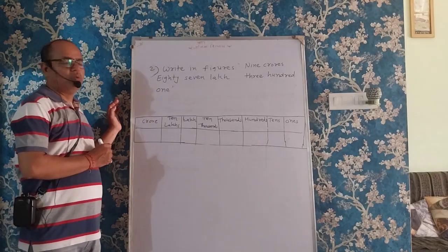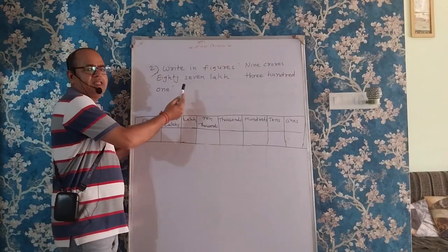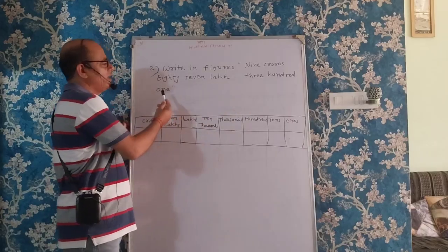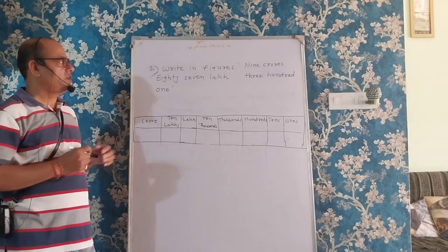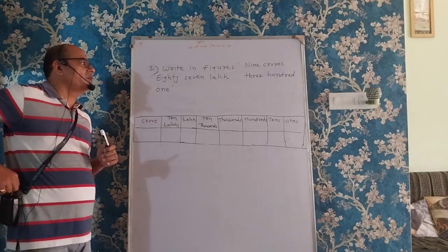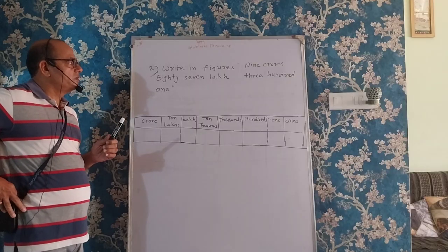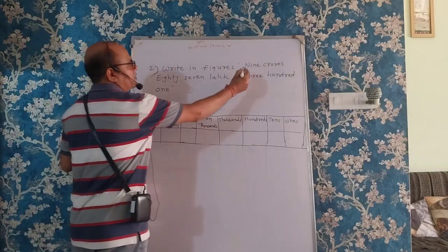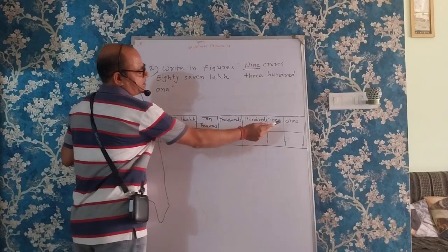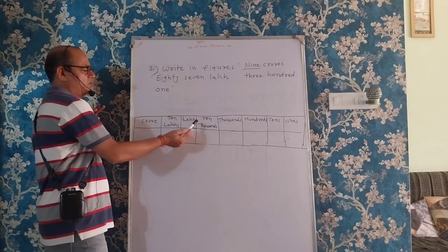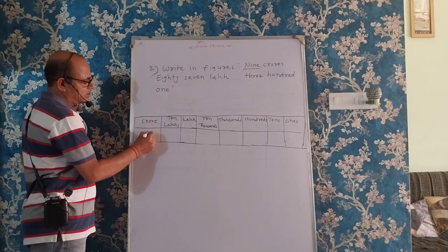Now question number 2. Write in figures 9 crores 87 lakh 301. Now see here, it is the tricky question. Here directly it is not given. So first of all you have to write about 9 crores. So 9 will come in the crores column. Here the table is already given: ones, tens, hundreds, thousand, 10,000, lakh, 10 lakh and crores. So 9 crores, so 9 will come in the crores column.